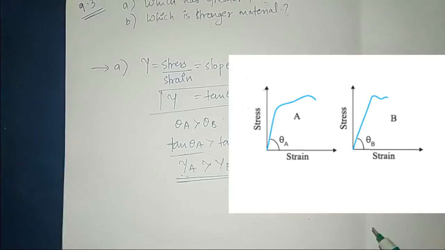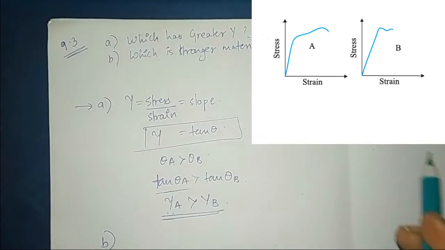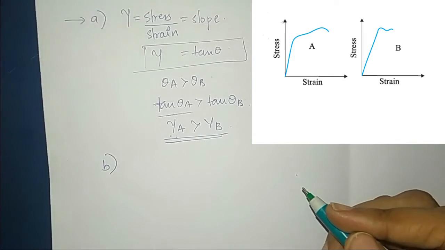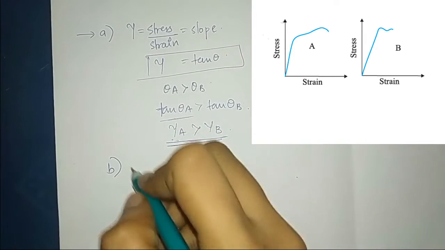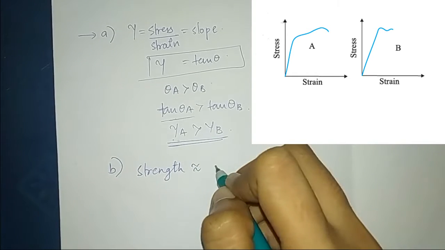Okay, you understood part A of the problem. Now let's move on to part B. Part B says which is a stronger material. So now the strength depends on, the strength of the material is analyzed by the fracture point.